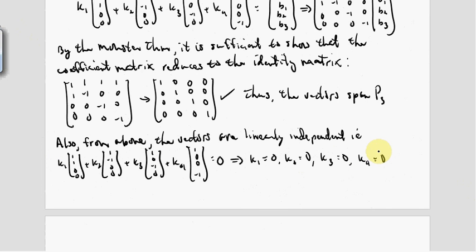I get that by reducing the matrix to its identity form. That's why I said from above. Notice here, if you take this identity matrix, set it equal to 0, you get K1 equal to 0, K2 equal to 0, K3 equal to 0, K4 equal to 0. Right? So also from above, the vectors are linearly independent.